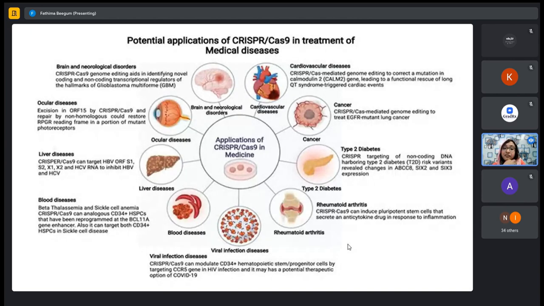Then in liver disease, hepatitis B and C also, studies are being conducted. Ocular disease: studies have been conducted for blindness caused by genetic abnormality, where one inherited blindness disorder is there. For treating that also, studies have been conducted.